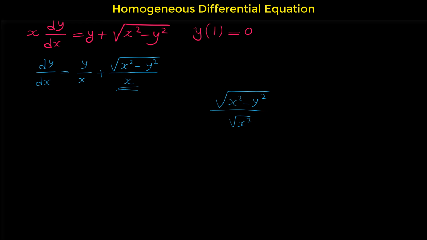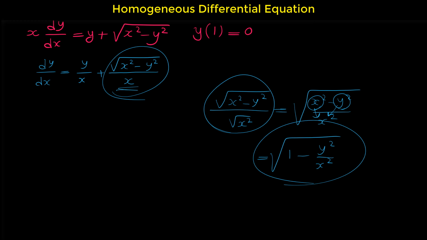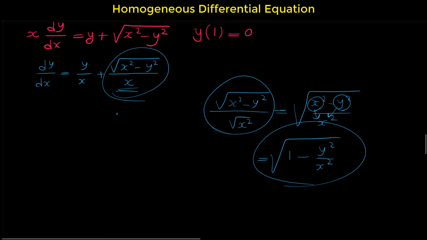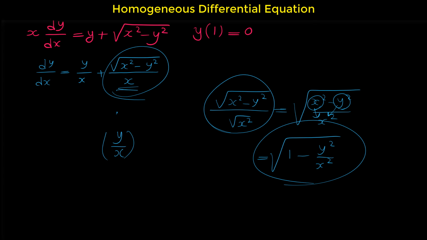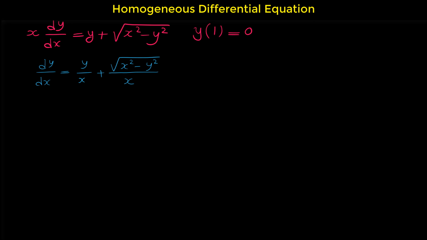So anyway, if we write this x as radical x², and if we combine these two radicals now, we can write it as x² minus y² over x², which if we now separate the numerator by the denominator, we can write it as x² over x² is 1 minus y² over x². So we can write this radical over x as this. My idea was to make something like y over x appear in my differential equation. So finally we can write this as dy over dx equals y over x plus radical 1 minus y² over x².